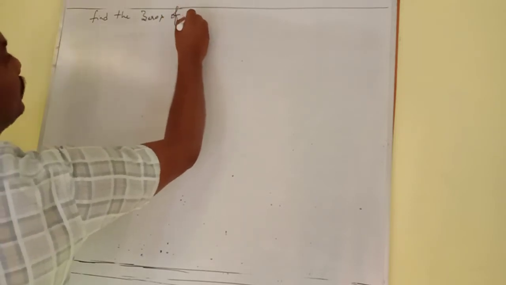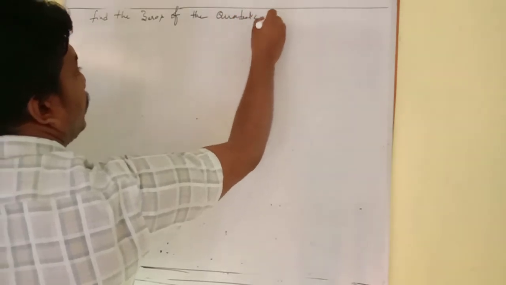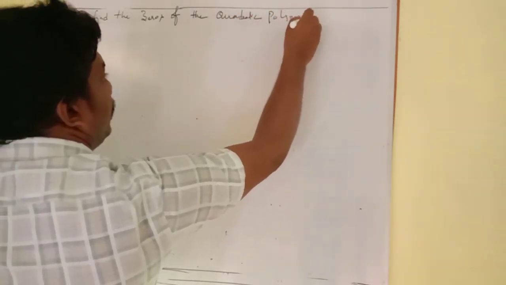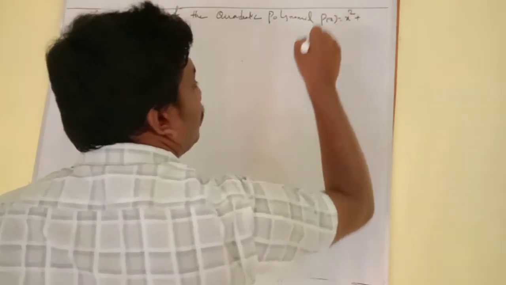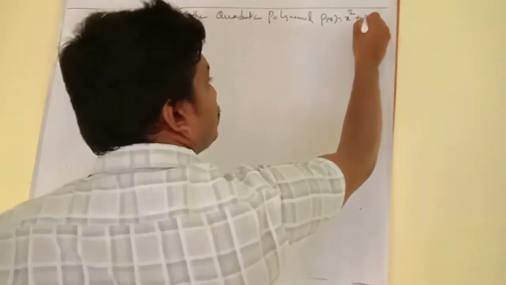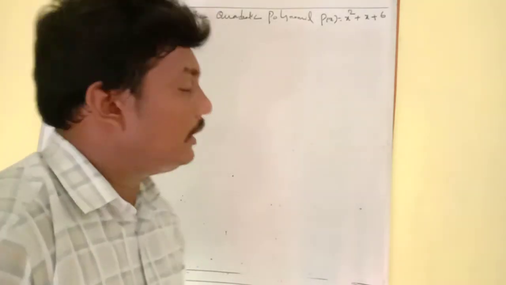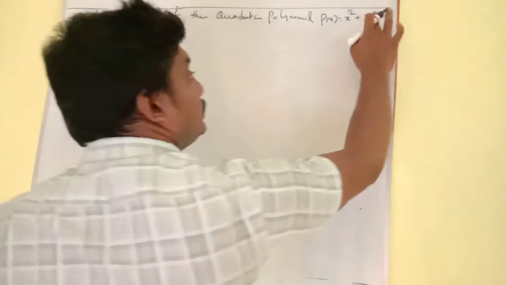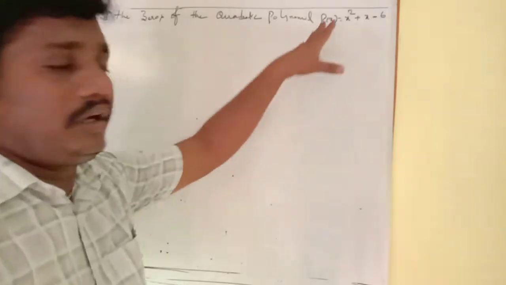Let me check. Find the zeros of the quadratic polynomial p of x is equals to x square plus x plus 6. Sorry, this is minus 6. x square plus x minus 6. So this is a quadratic polynomial.